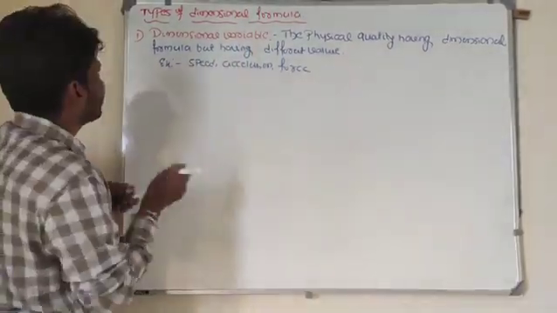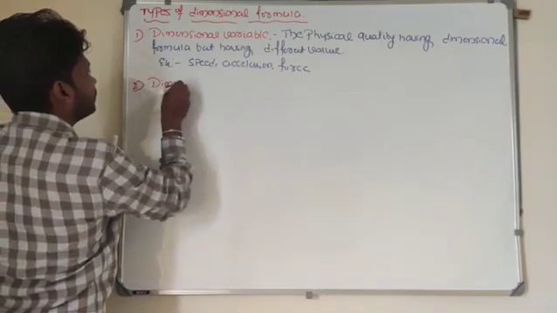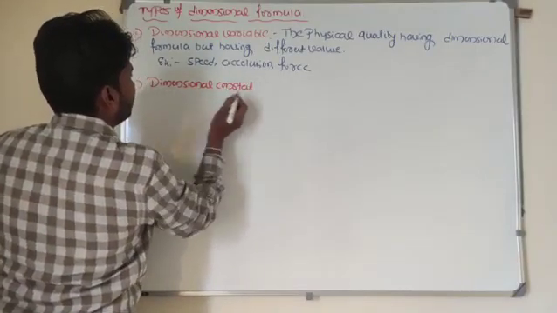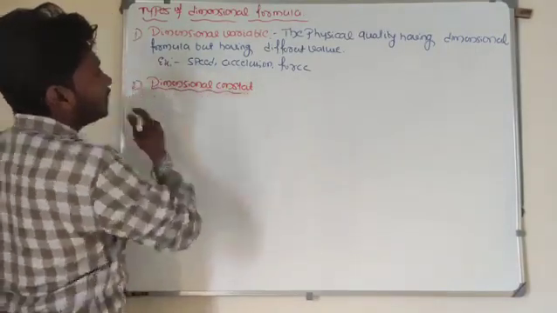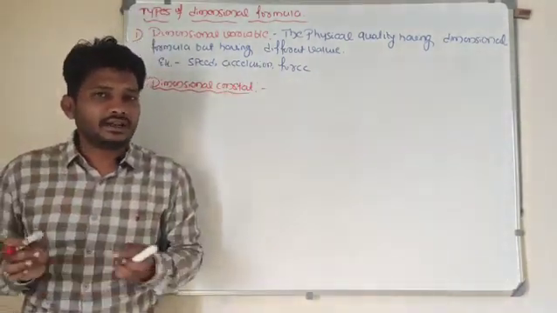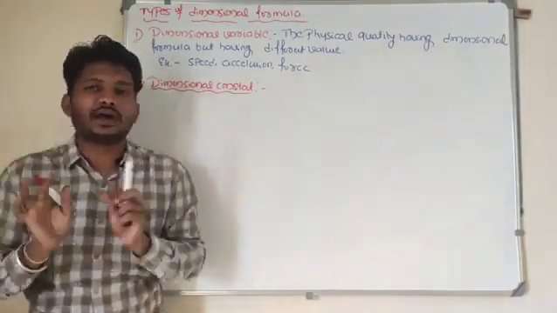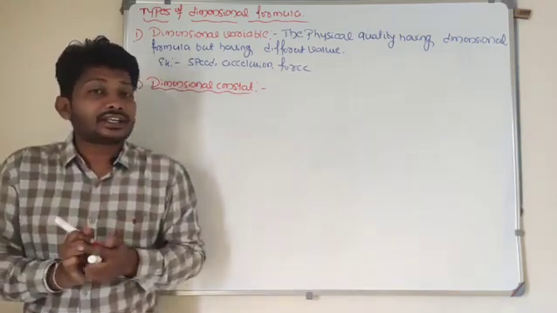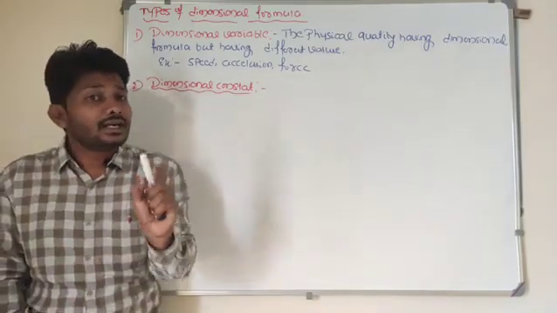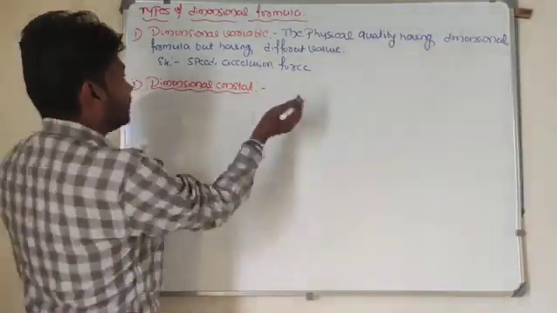So next we'll take dimensional constant. Okay, so what's the dimensional constant here? Certain physical quantities are there, those physical quantities have dimensional formulas, but they have constant value. So remember here, some physical quantities have dimensional formulas, but they have constant value. So such physical quantities belong to dimensional constant here.